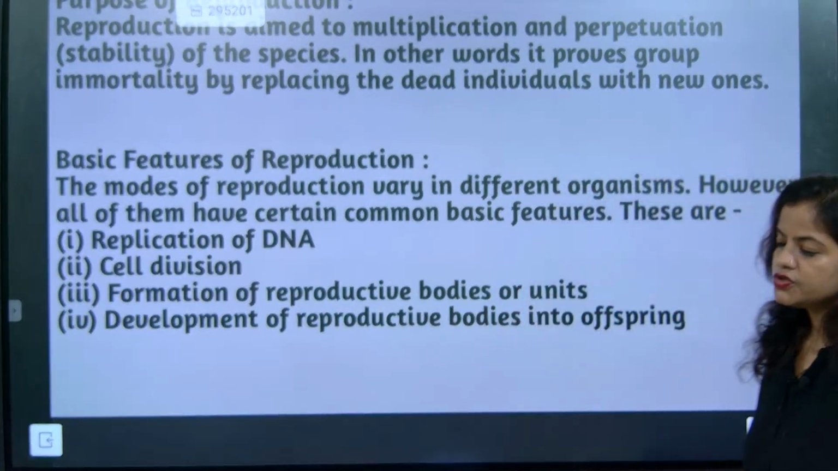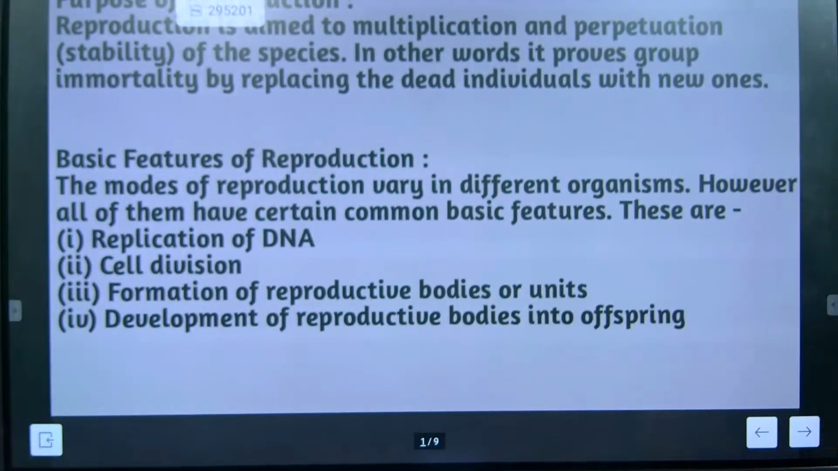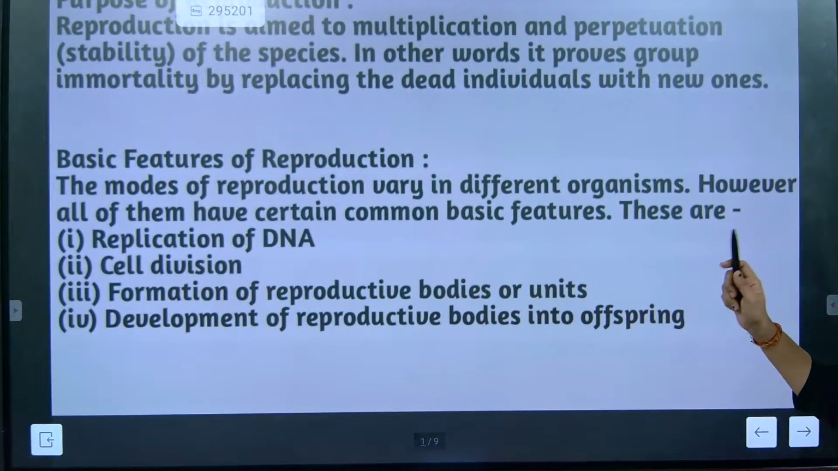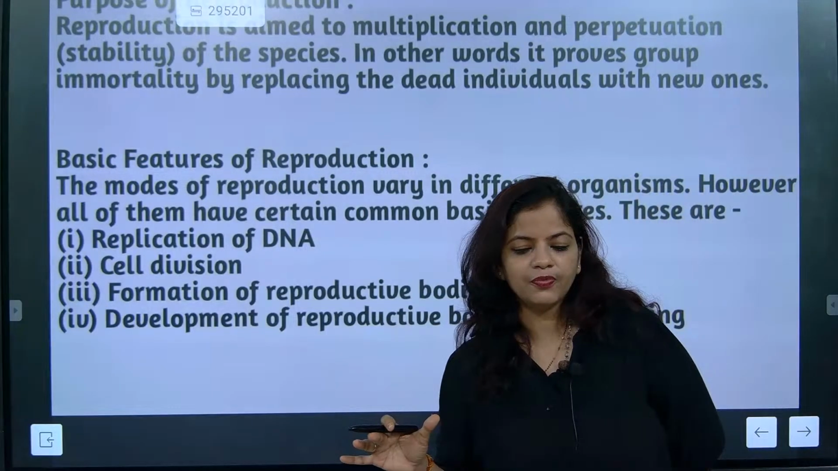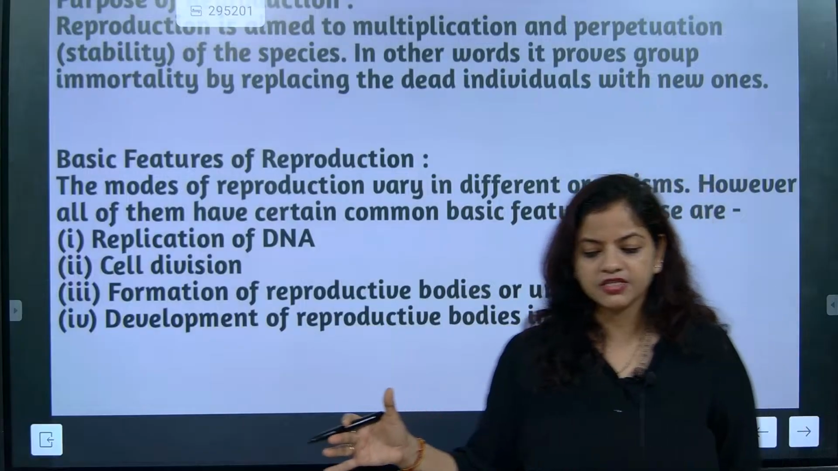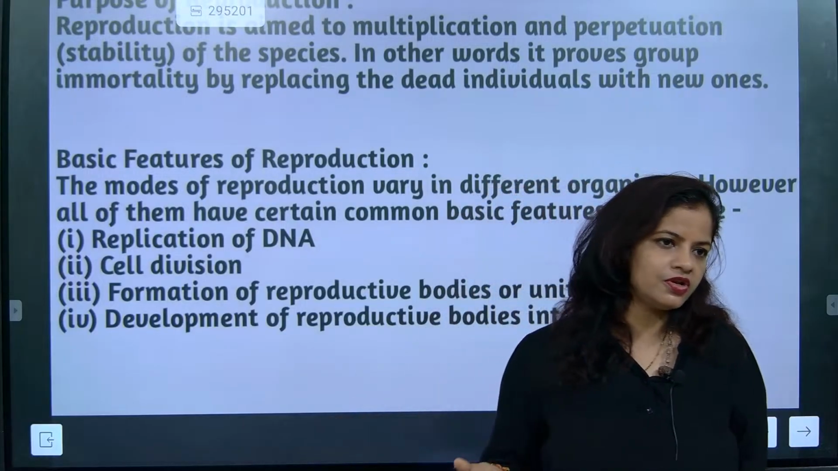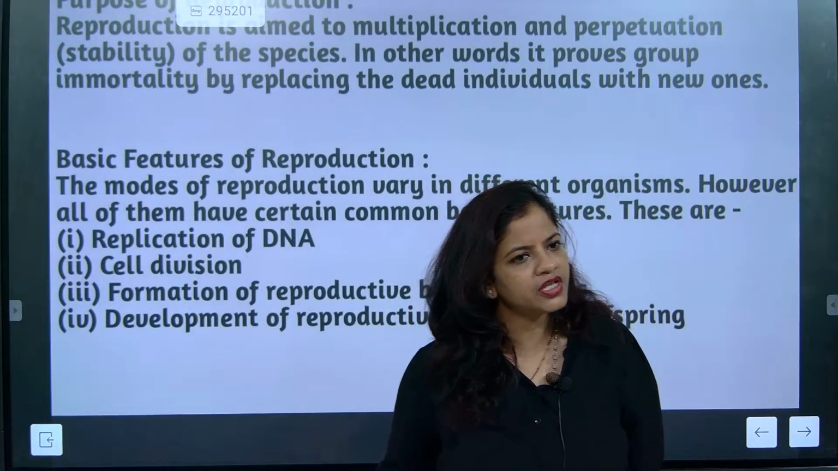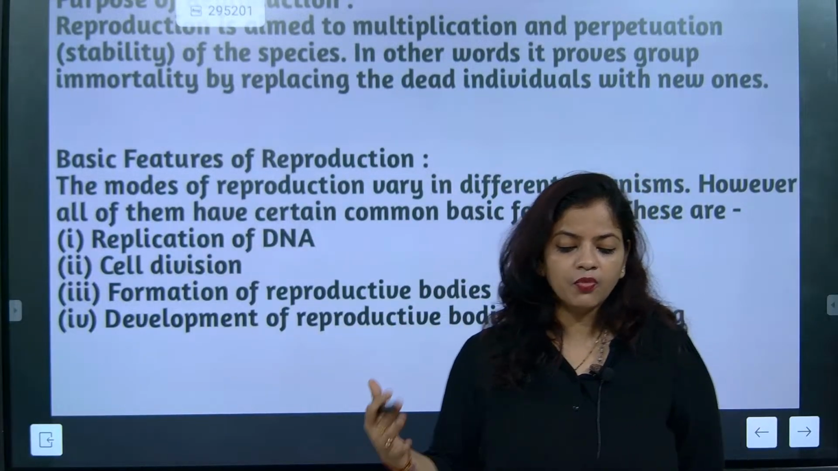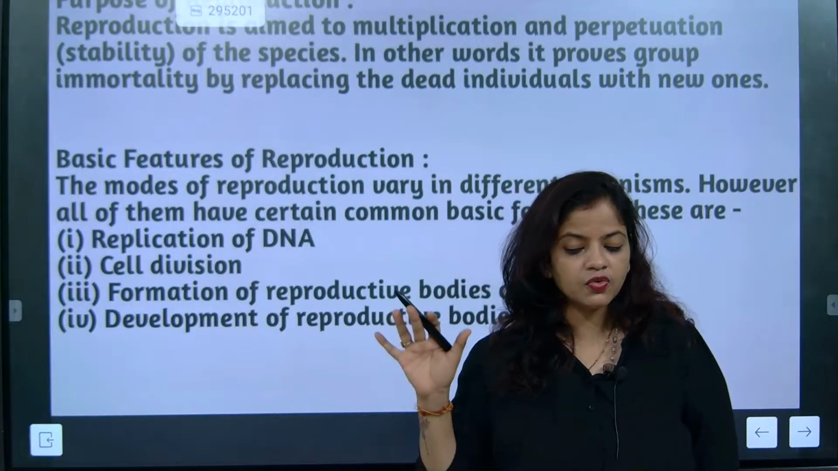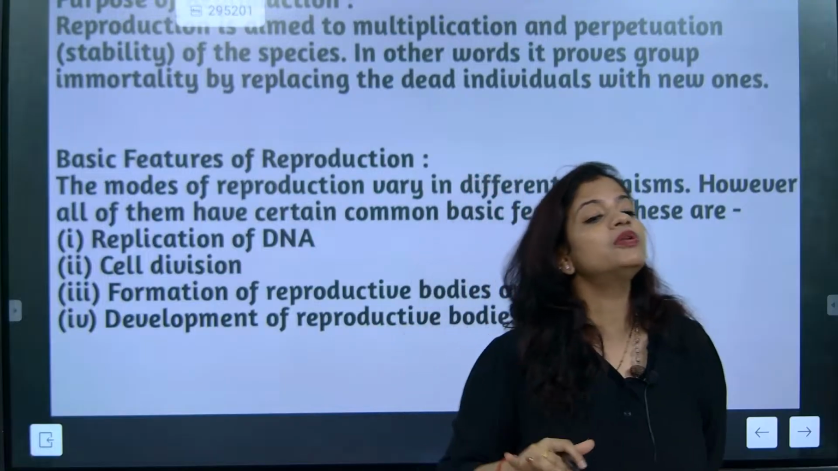So now we need to understand the second phase. Now look here. If somebody asks you, you need to understand and explain that all of them have certain common basic features. They vary in the mode of reproduction, in different organisms. Asexual reproduction is different and sexual reproduction is different. But if somebody asks how the mode of reproduction varies in different organisms, what is something common between them?